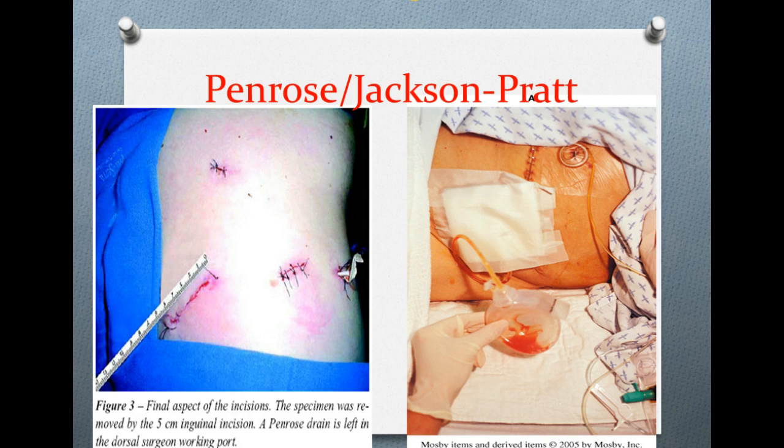The Penrose drain you can see on the picture on the left. Nursing interventions for the Penrose include caution to prevent removal of the drain during dressing changes and to protect the skin in direct contact with the drainage.